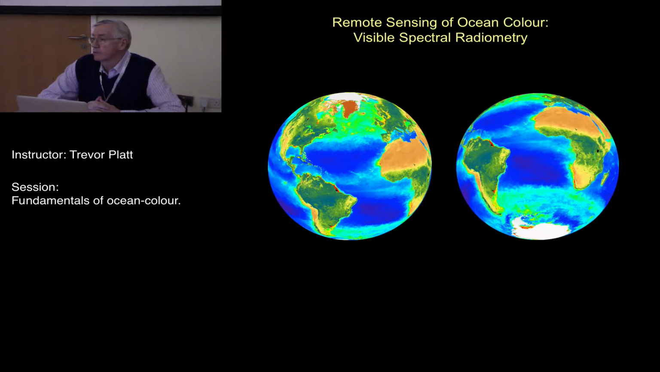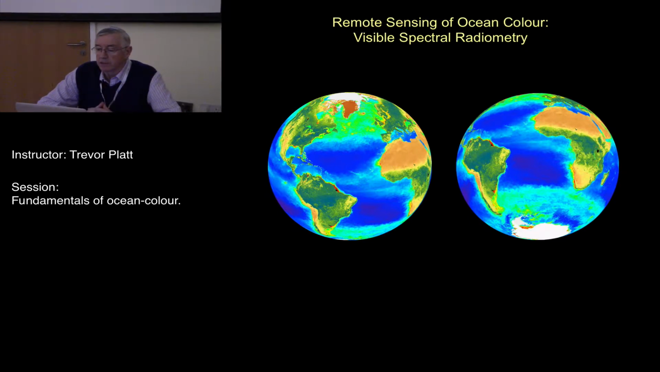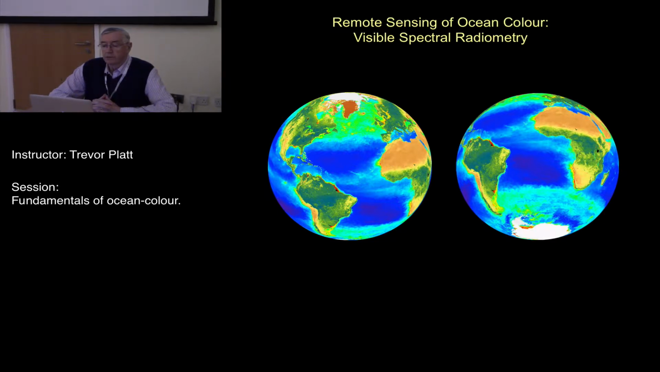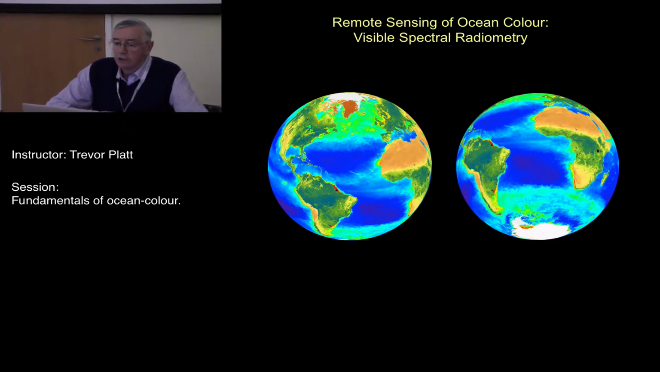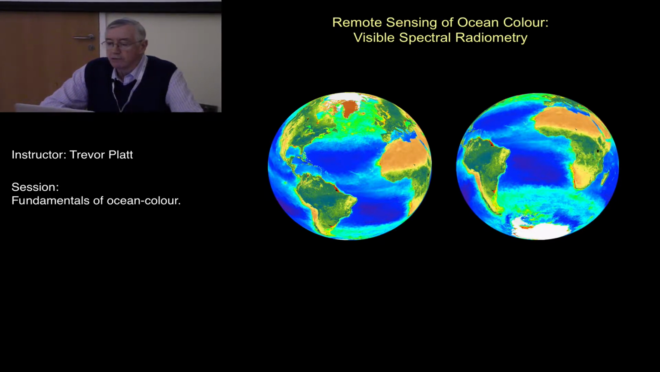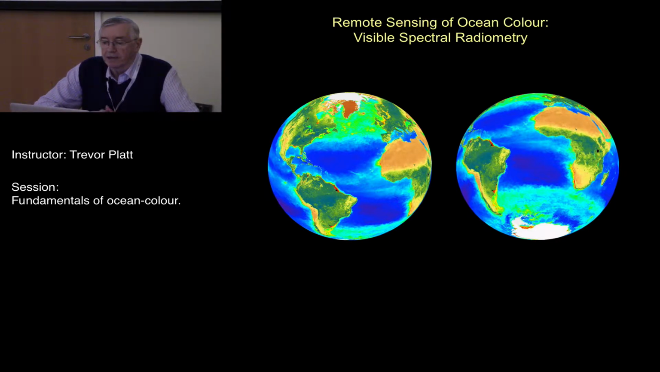We are going to begin with some background about ocean color. We prefer to use the term visible spectral radiometry because it more closely defines what is actually taking place when we make what is popularly known as an ocean color analysis. So the preferred name is visible spectral radiometry, but the name ocean color goes back to the beginning of the field and would be impossible to do away with it now.